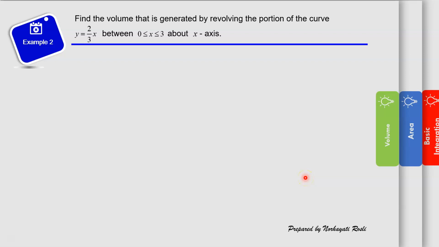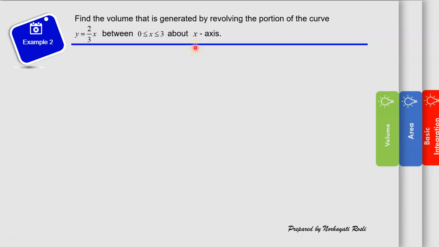Now class, we go to this example 2. We want to find the volume that is generated by revolving the portion of the curve y equals 2 over 3 x between x equals 0 and 3 about the x-axis. So now it is revolved about x.